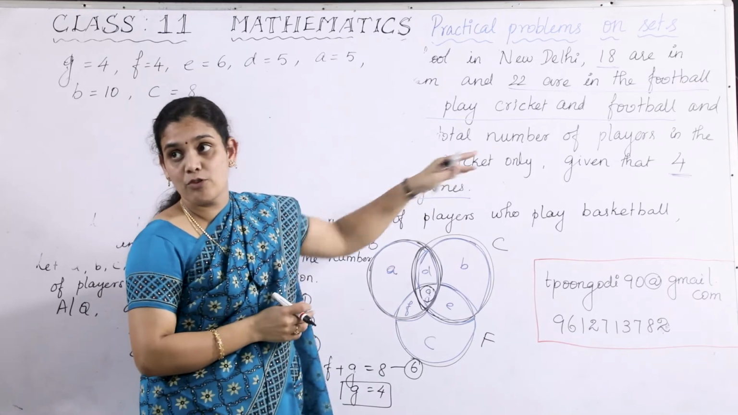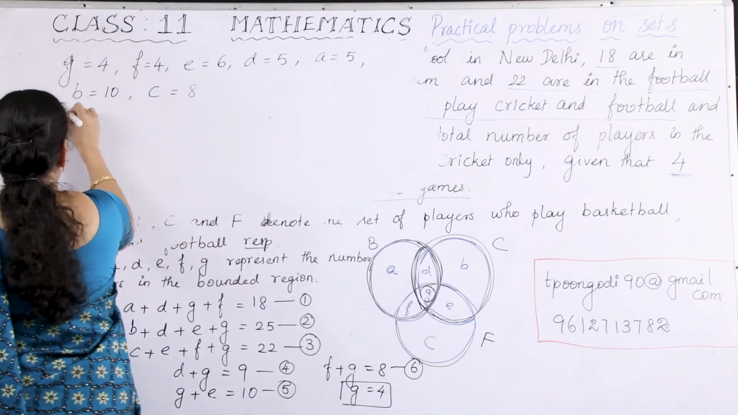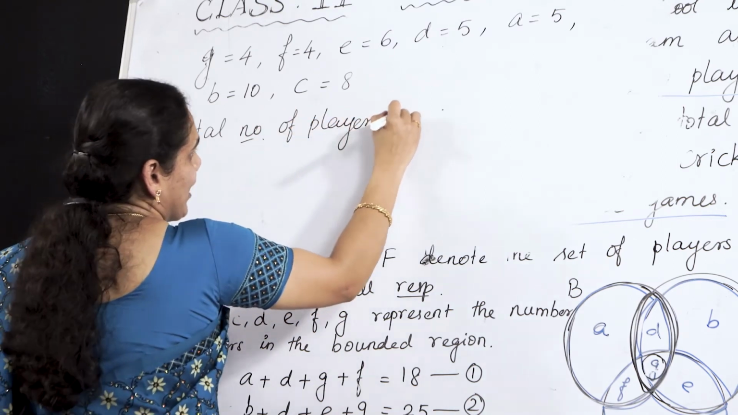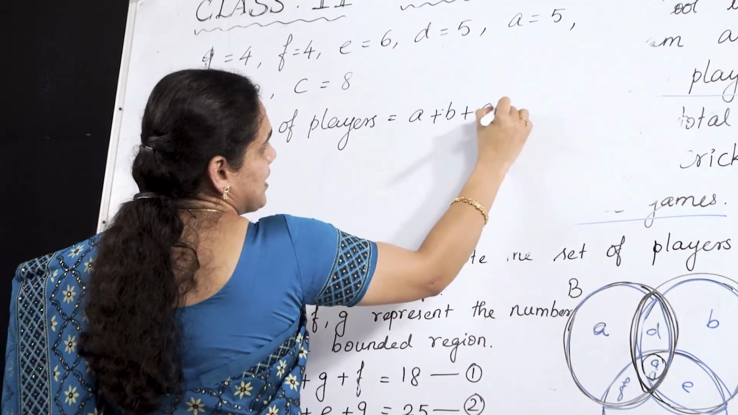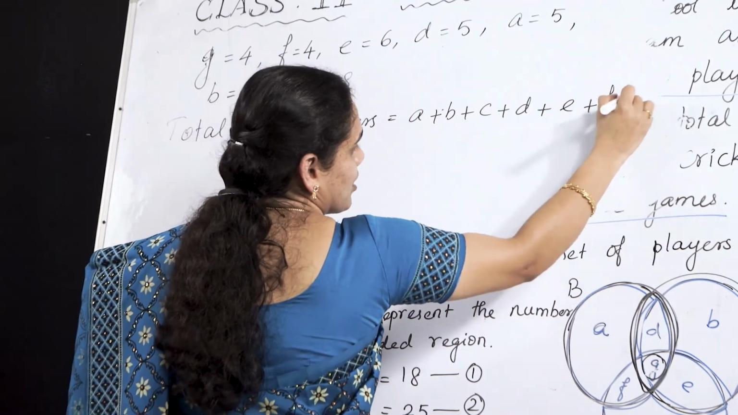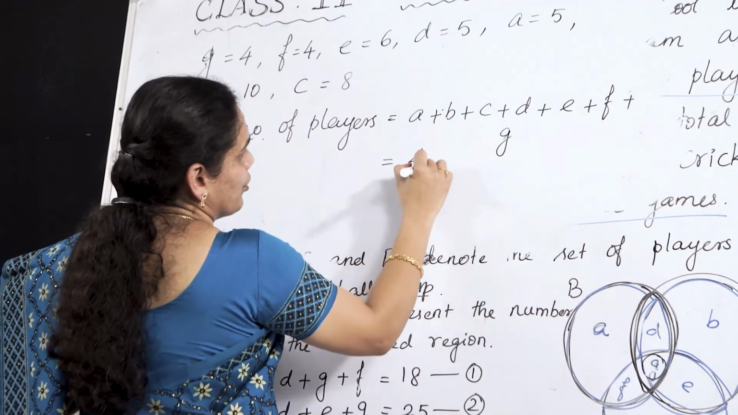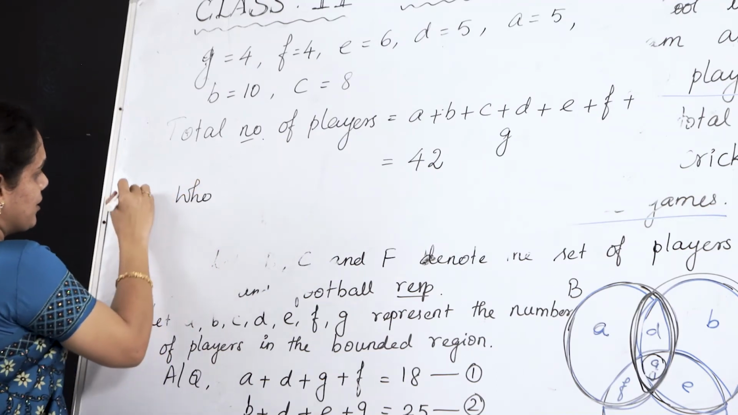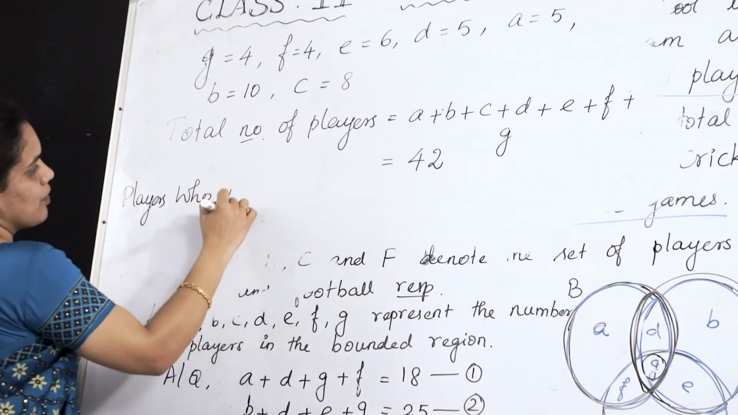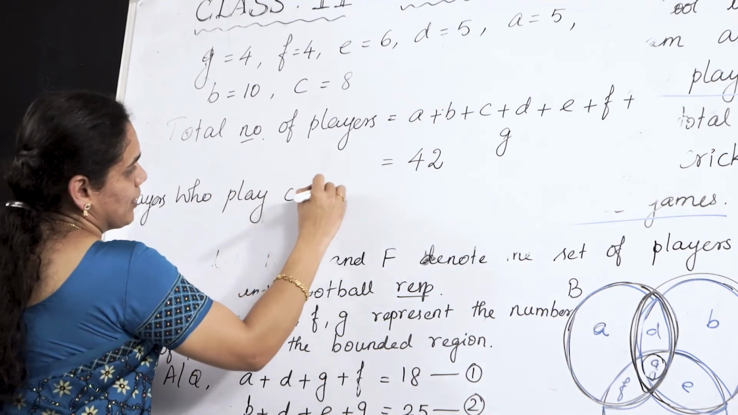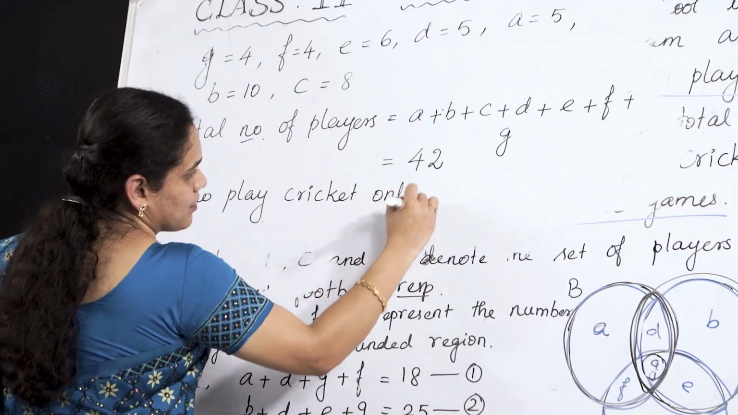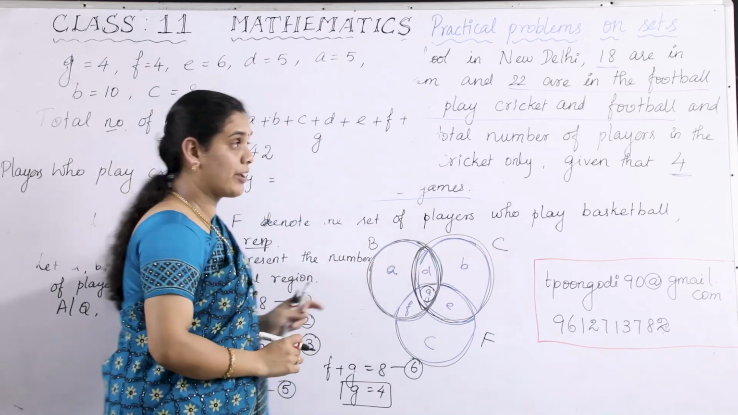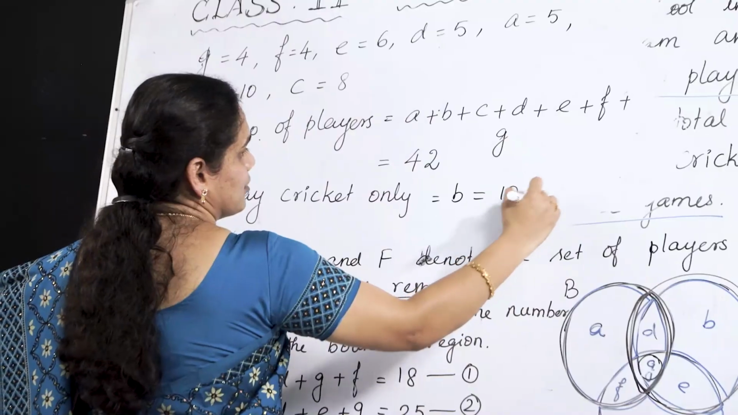We have to find out the total number of players in the group. So the total number of players in the group will be, if you add all these, A plus B plus C plus D plus E plus F plus G, you get 42. Okay, then next, the players who play only cricket. So this is B, right? This B number of players play only cricket. Therefore, B is 10. Therefore, 10 is the answer.